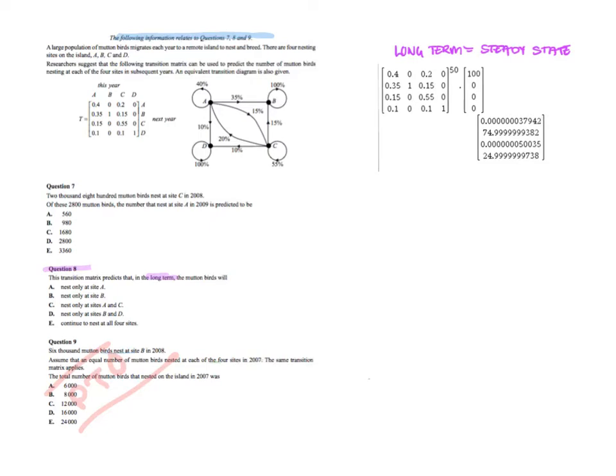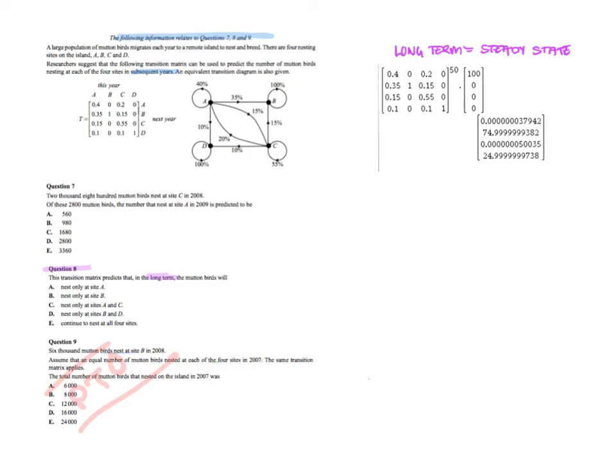All right, a large population of mutton birds migrate each year to a remote island, nest and breed. There's 4 nesting sites, A, B, C, and D, and researchers suggest that the following transition matrix can be used to predict the number of mutton birds nesting at each of the sites in subsequent years. So they're telling you the states are going to be year to year, and you've got your transition diagram there.